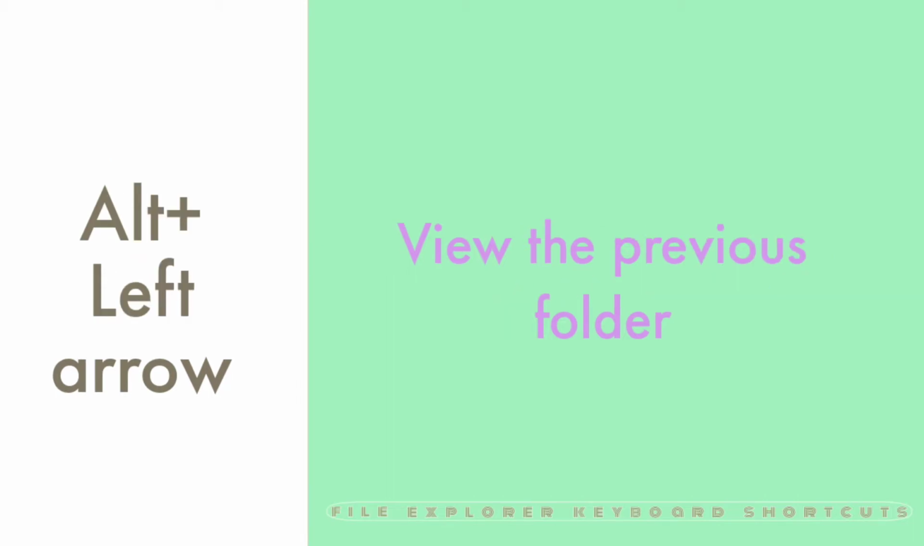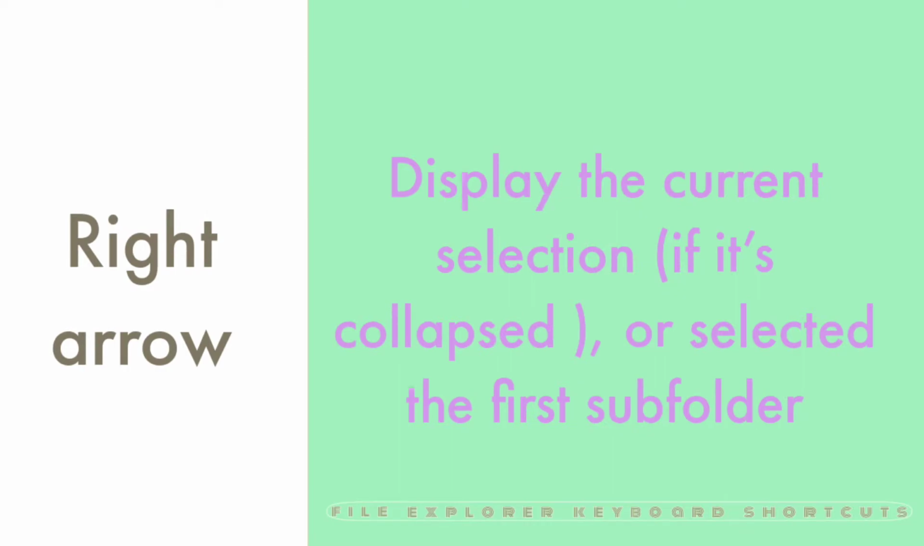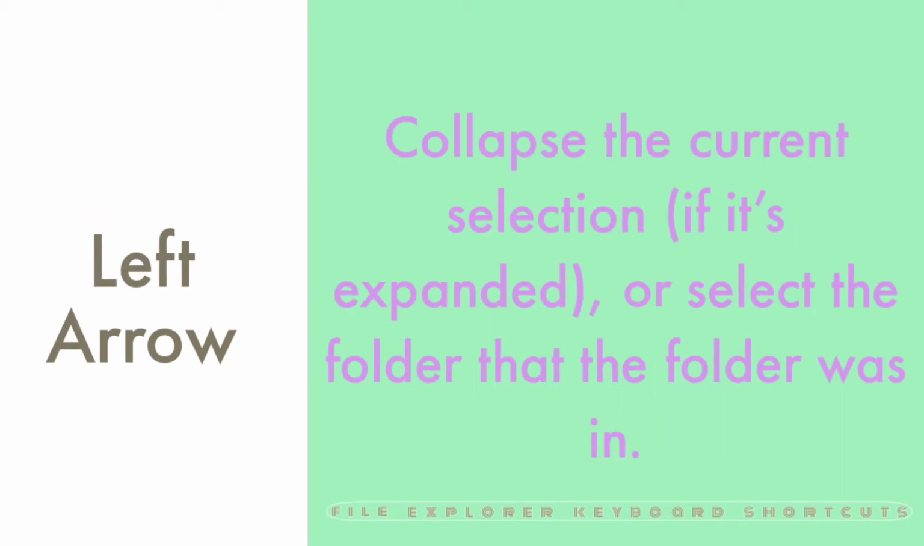Alt with left arrow button to view the previous folder. Backspace button to view the previous folder. Right arrow button to display the current selection. Left arrow button to collapse the current selection.